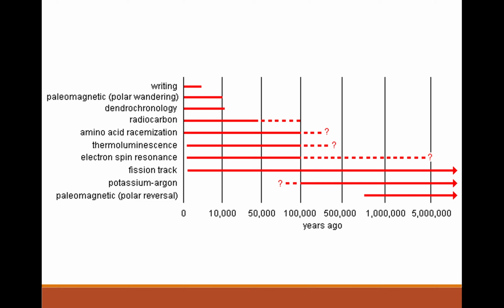We've got radiocarbon to 50,000, amino acid racemization to about 100,000, thermoluminescence to 100,000, electron spin resonance to 100,000, fission track, which is looking specifically at the fission patterns of some of these radioactive substances that can date to millions of years old. Potassium argon can be to millions of years old.